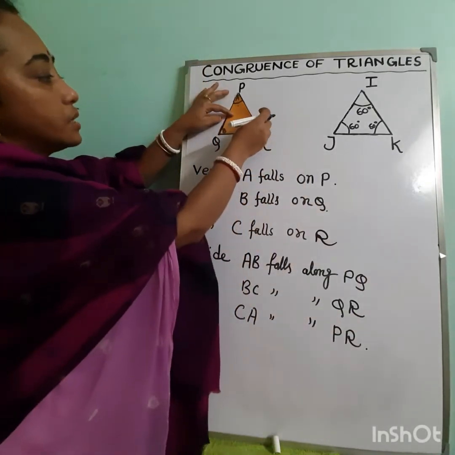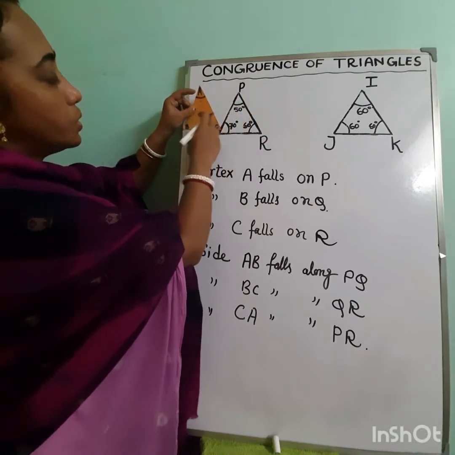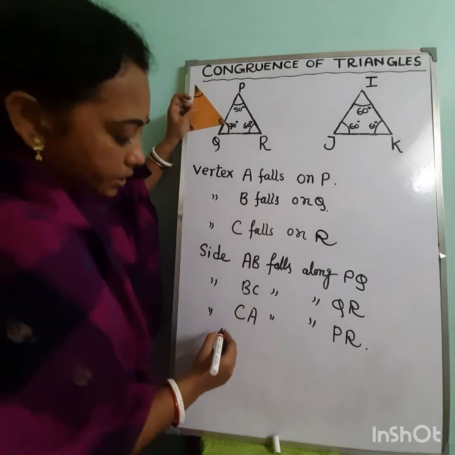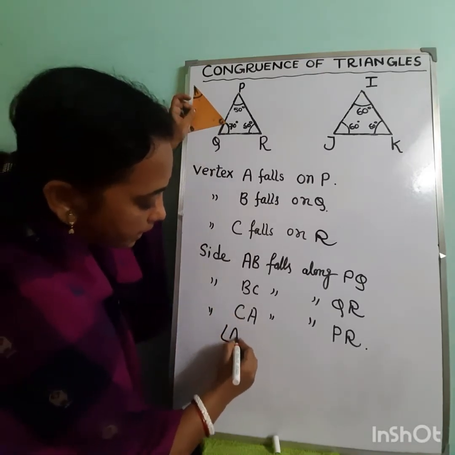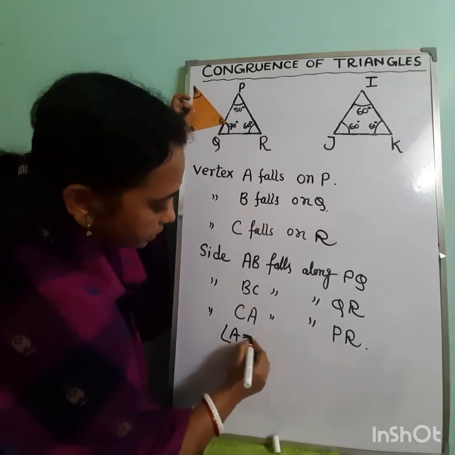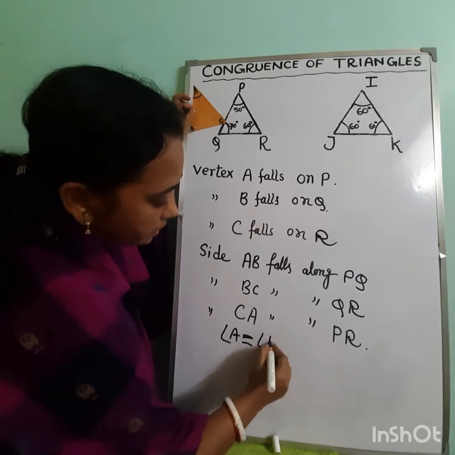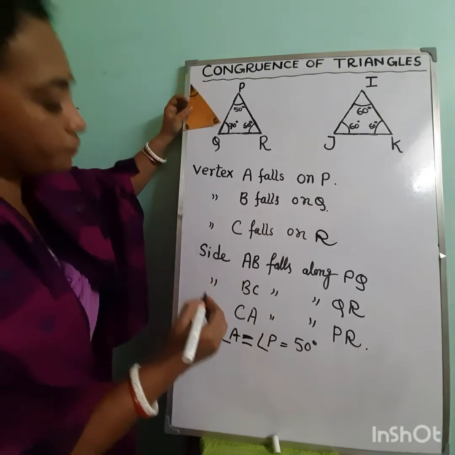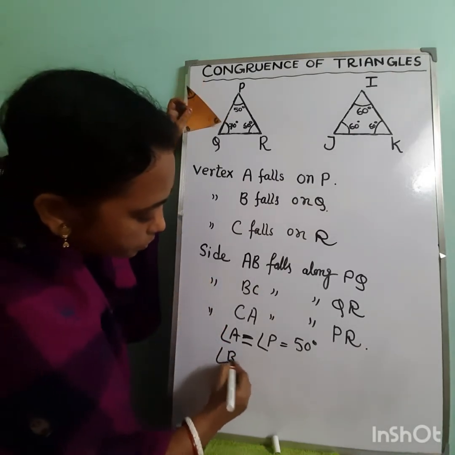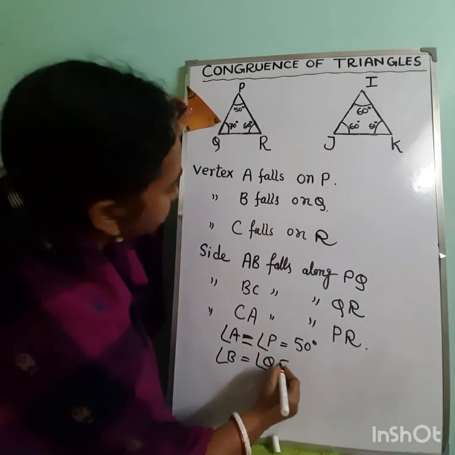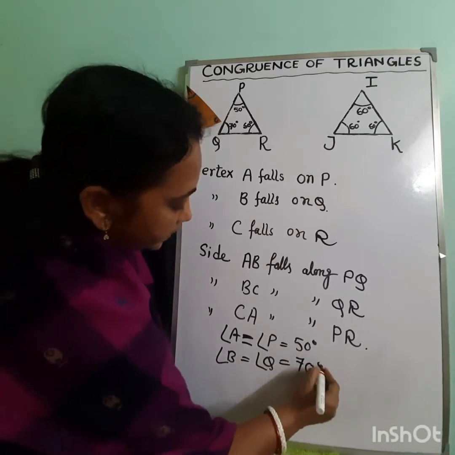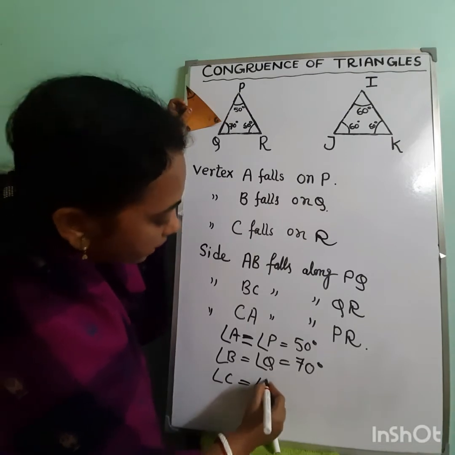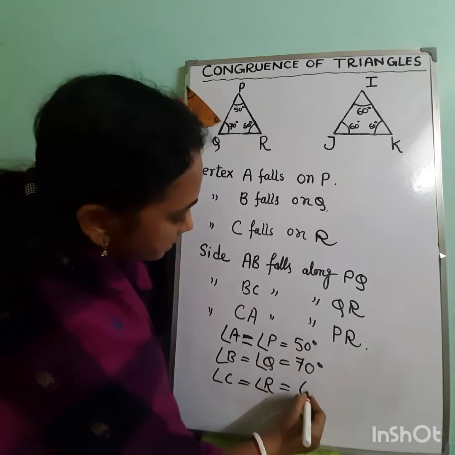Now here the measures of the two triangles are already shown. The measure of angle P is equal to the measure of angle A. So angle A is equal to angle P and their measure is 50 degrees. Then the measure of angle B is equal to angle Q and their measure is 70 degrees, and the measure of angle C is equal to angle R and their measure is 60 degrees.